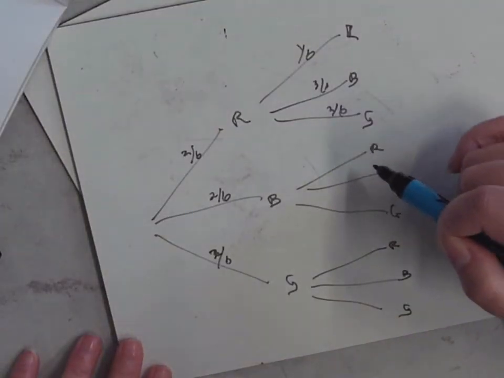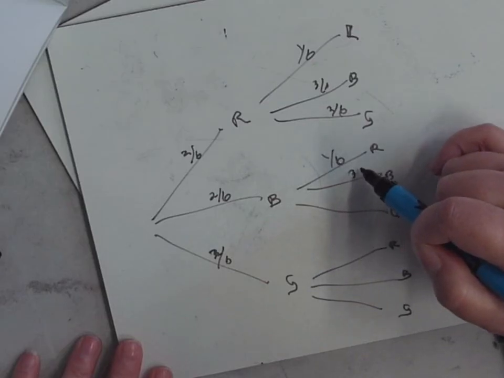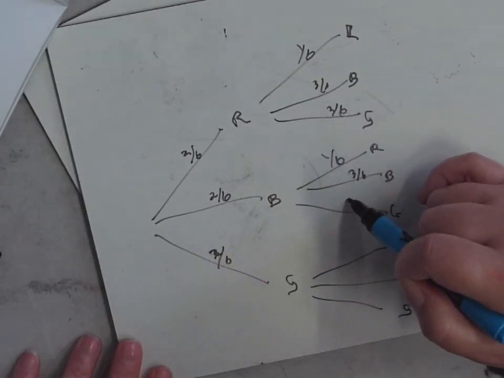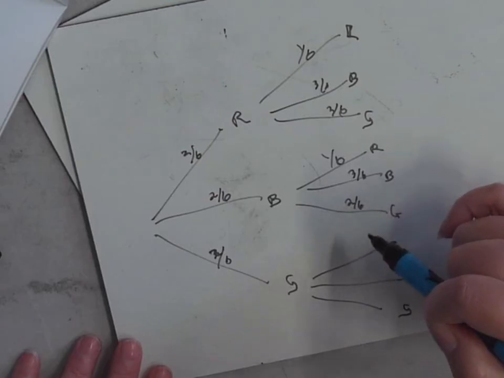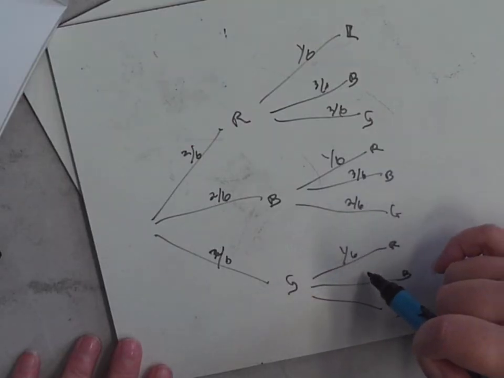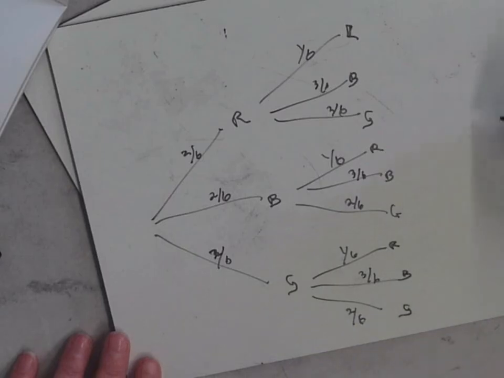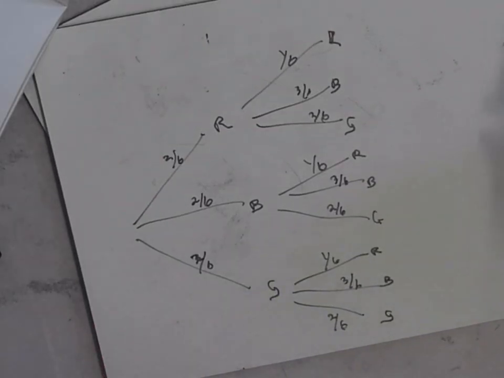So that's the same, 1 out of 6. There's 3 blue, isn't there? 3 out of 6, and there's 2 out of 6 green. And then the last one, it's still 1 out of 6 red, 3 out of 6, and 2 out of 6. Yeah? Okay? The tree diagram okay?